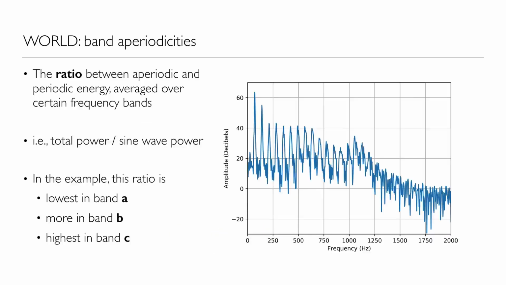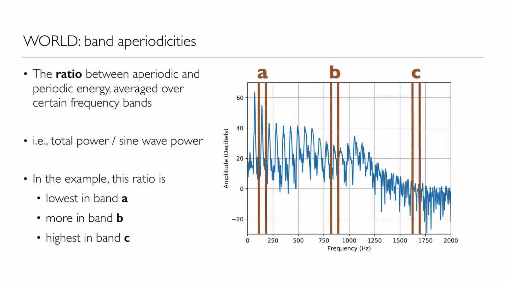The third acoustic feature is the band periodicities. That is a degree of randomness or aperiodicity in a certain band. So in this example, we have 3 bands, and if you focus on band A, you see the spike in the middle. If you take the energy of the spike in the middle and compare it to the total energy inside that band, you'll see that it's very high. It's a very high number.